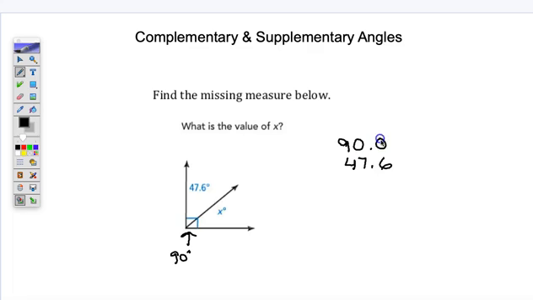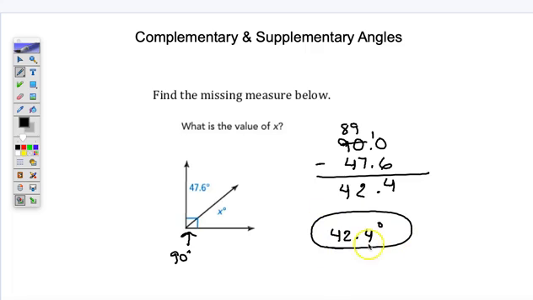Remember, when you are dealing with decimals, you may have to add the decimal point and the zero, and I'm just going to subtract here. So I definitely need to borrow one to get a 4, bring the decimal straight down. 7 from 9 is 2, and 4 from 8 is 4. So the missing measure is 42.4 degrees.